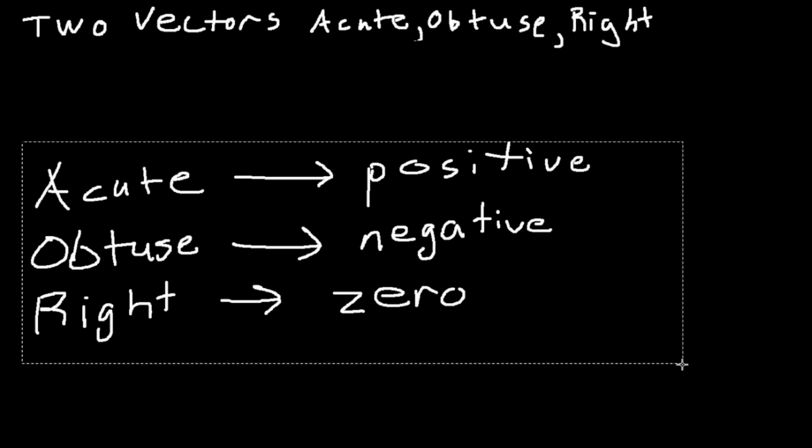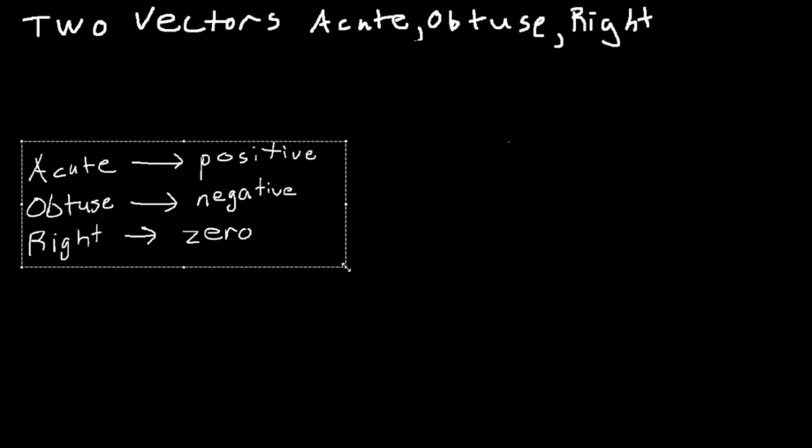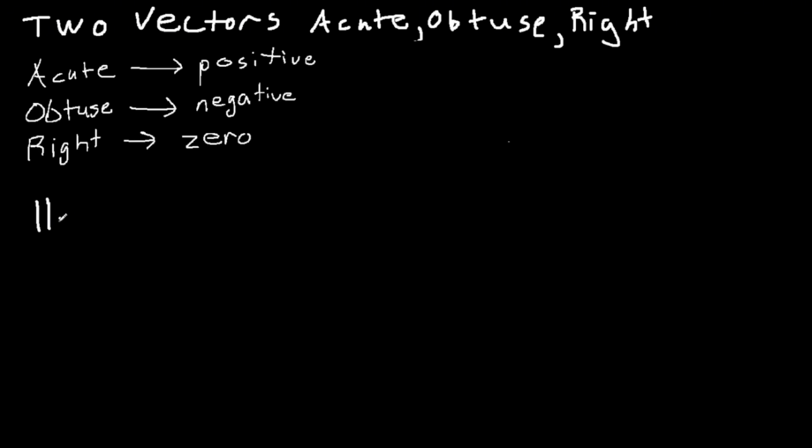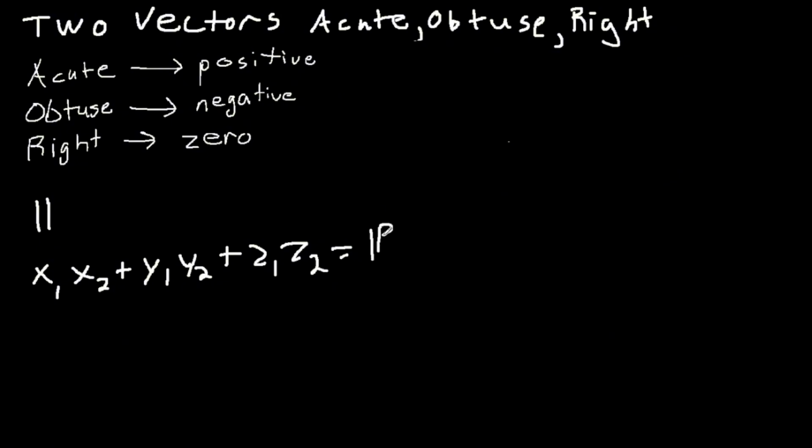So let's actually make all this smaller. The formula for a dot product is x1 x2 plus y1 y2 plus z1 z2, which is equal to some real number, r, or some scalar. But you can also get it as the magnitudes of the two vectors times the cosine of the angle between the vectors. So look what happens.